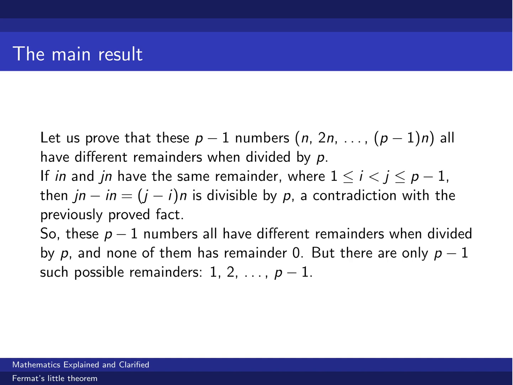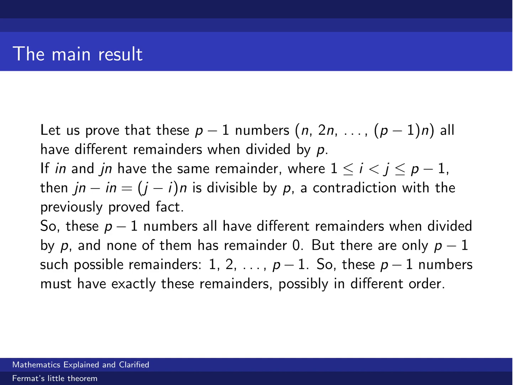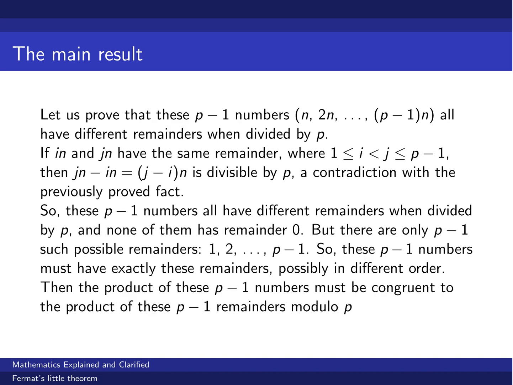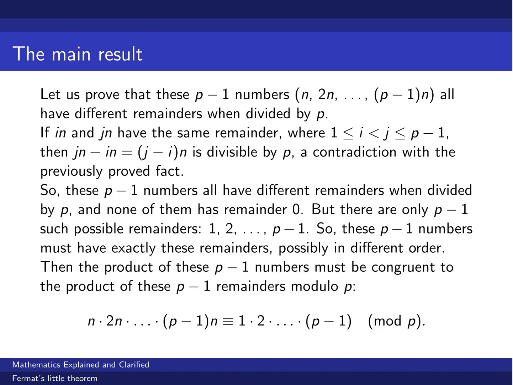But there are only p minus 1 such possible remainders, which are 1, 2, 3, and so on, up to p minus 1. There are no other possible remainders. So it means that these p minus 1 numbers must have exactly these remainders, but possibly in different order. In other words, the remainders of these p minus 1 numbers are a rearrangement of the numbers 1, 2, 3, and so on, up to p minus 1. So what happens if we multiply all these p minus 1 numbers? The product of these numbers must be congruent to the product of these p minus 1 remainders modulo p. That's the congruence that we have.